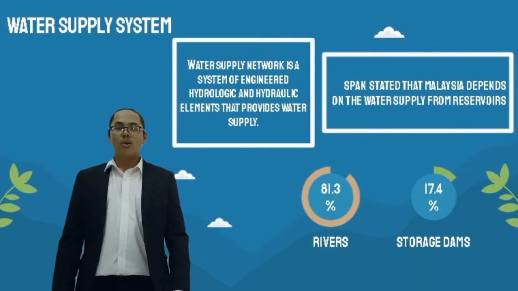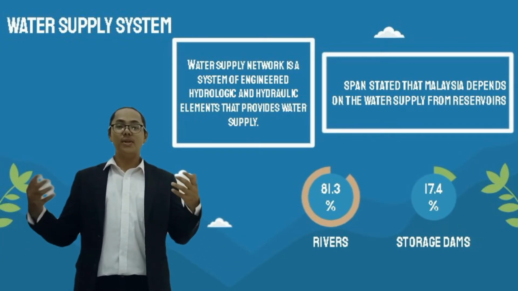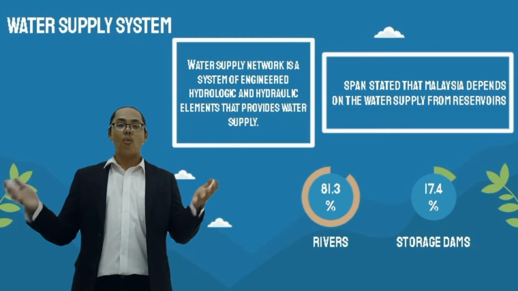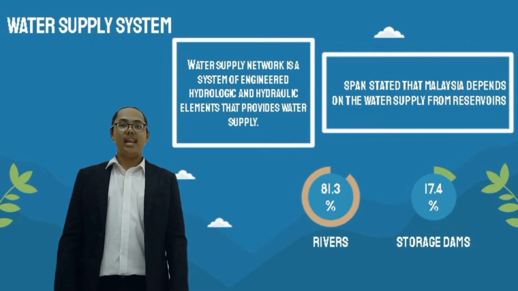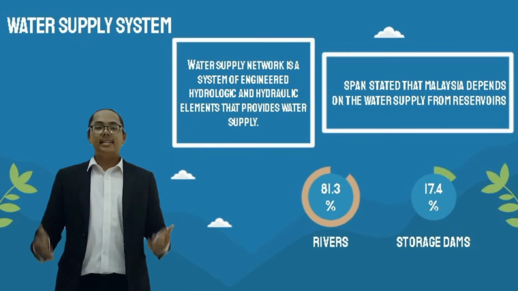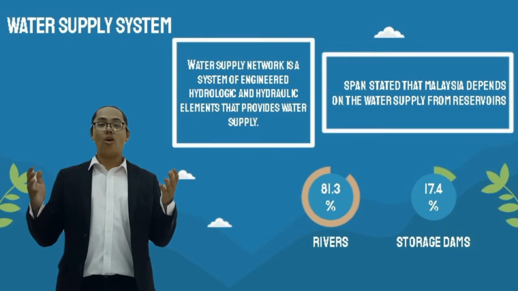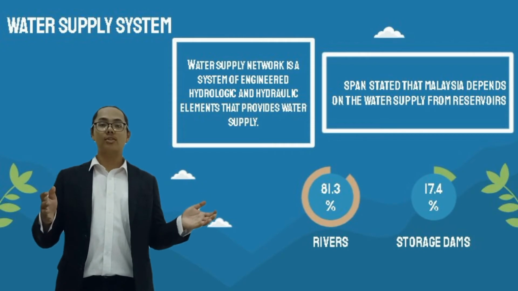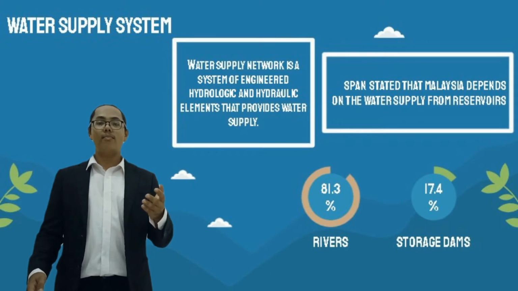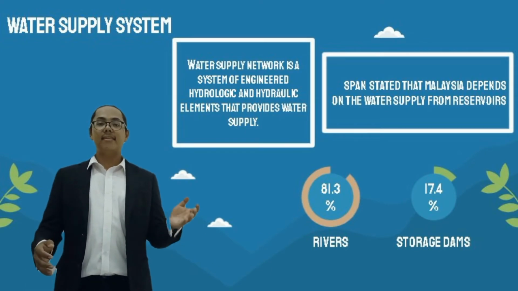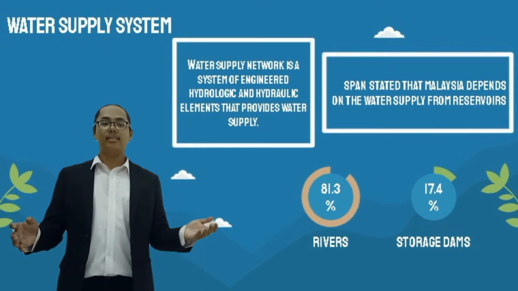Introduction. What is a water supply system? A water supply system is known as a water supply network, a system of engineered, hydrologic, and hydraulic elements that provide water supply. The National Water Service Commission (SPAN) states that Malaysia depends on water supply from reservoirs, which are from rivers and storage dams that contribute 81.3% and 17.4% of the total water supply respectively.